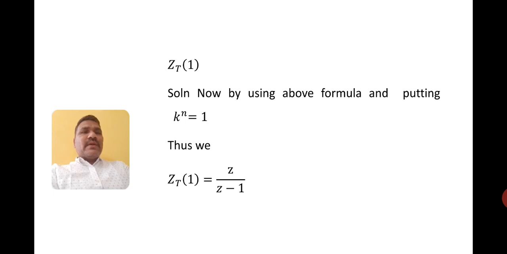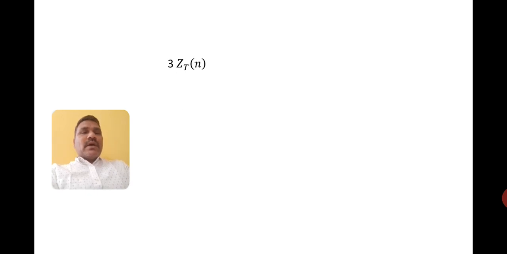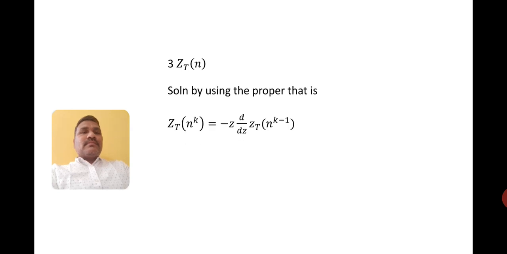Wherever k to the power n is there, I am going to put it as 1, so it looks like z by z minus 1. Now, the Z transform of n. We are using the property, the theorem result we just derived before coming to the examples.